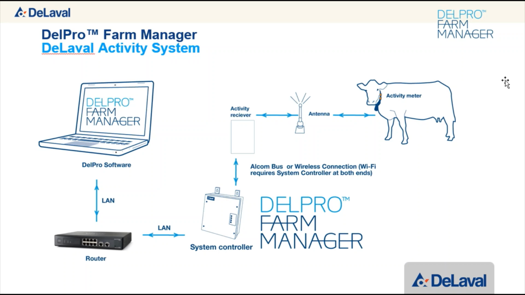How it works: each cow has an activity tag on the neck, and it is recording activity data after every 14 seconds. It sends this data wirelessly to the activity antenna, which is eventually connected to the system controller. And the system controller is sending the same information to the computer, which has DelPro software.